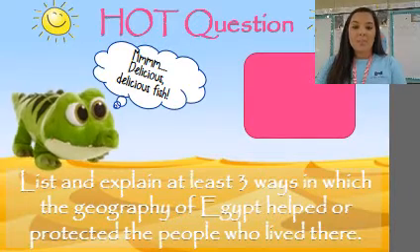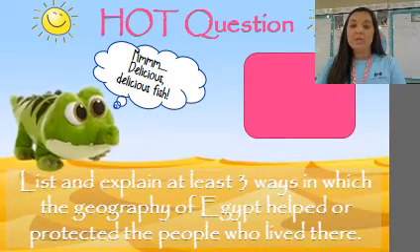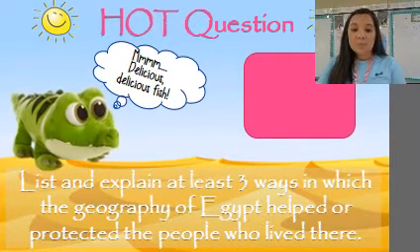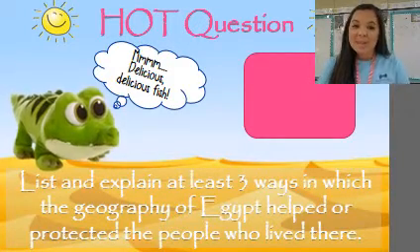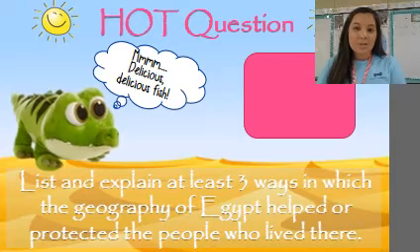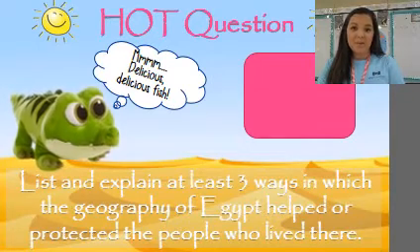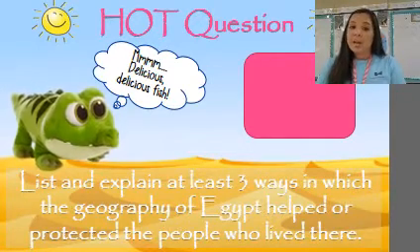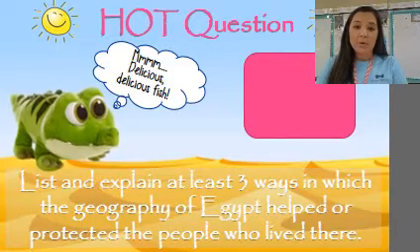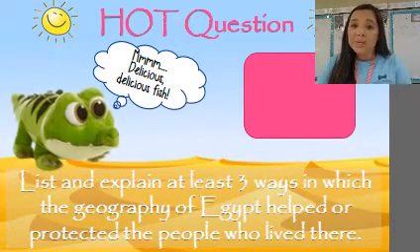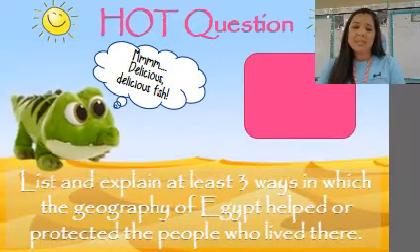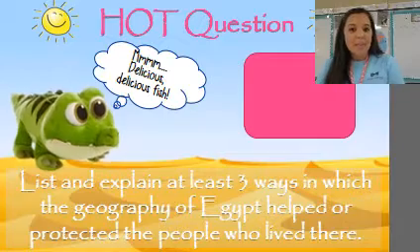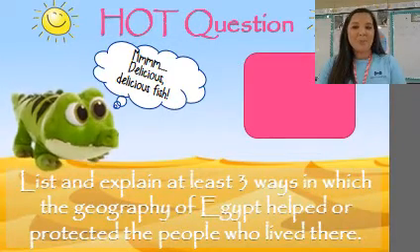All right, guys, time for your higher order thinking question. Okay, so list and explain at least 3 ways in which the geography of Egypt helped or protected the people who lived there. Now, I'm going to give you guys a little hint. I would think back to what Miss Tickle said on her portion of the video. Okay, 3 ways. And remember, guys, if you are not answering this higher order thinking question in depth, you will lose points. And we would hate to see you lose points for something as simple as a question. All right, so think about that. Go back if you need to, and we'll see you in class.